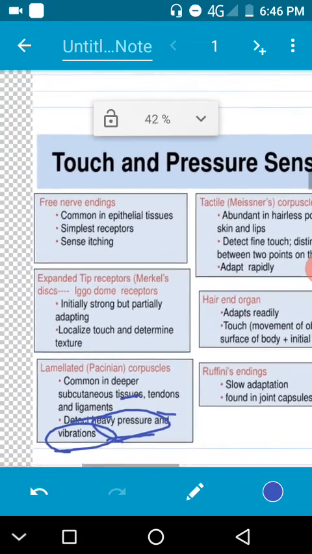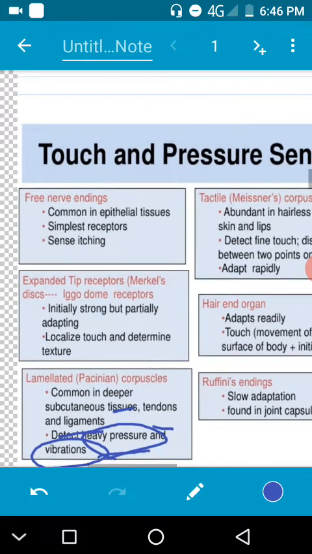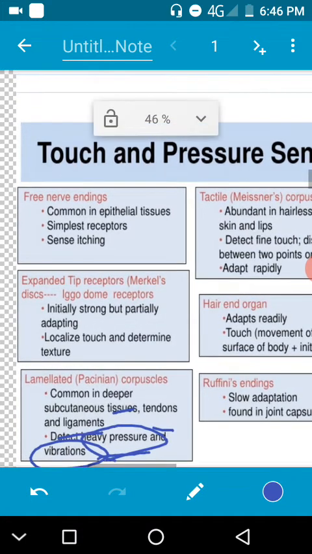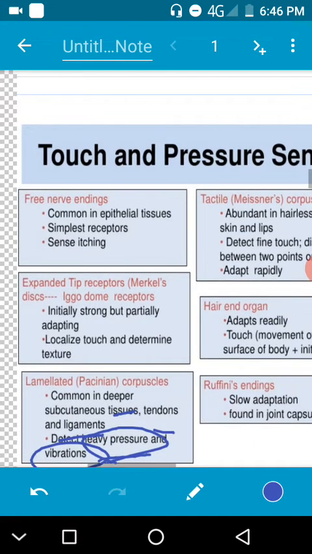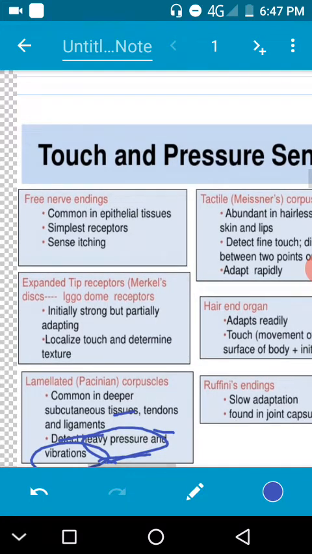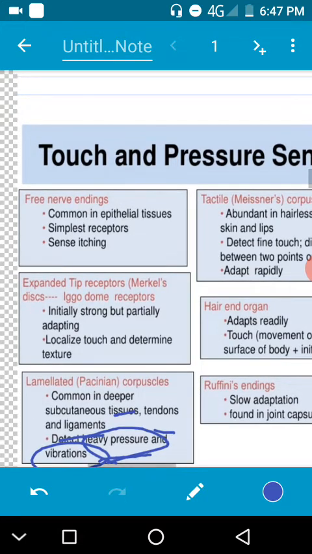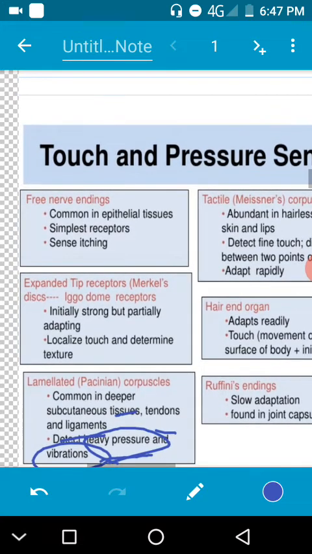I would go to the free nerve ending or expanded tip receptors, which take a very long time to adapt. So what happens as a result of a very long time of adaptation? Basically, if it takes a very long time to adapt, you have to space your stimuli in such a way that the interval between one stimulus and the other is greater than the adaptation time.